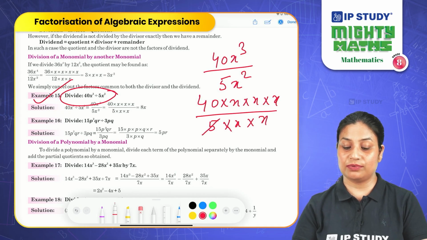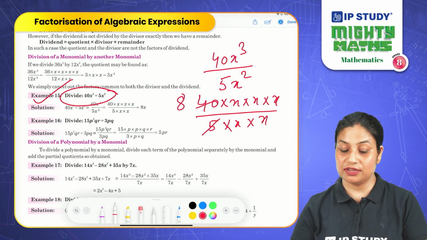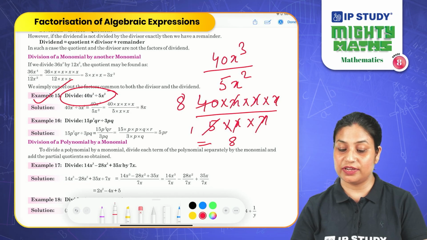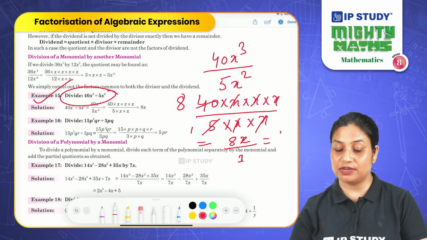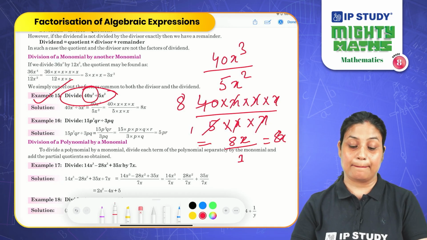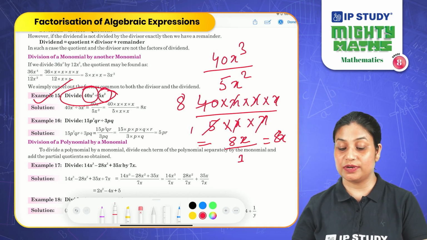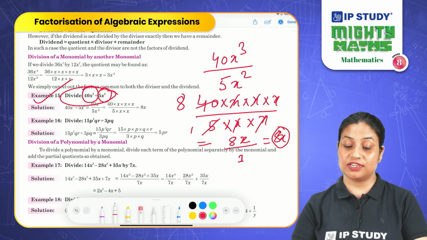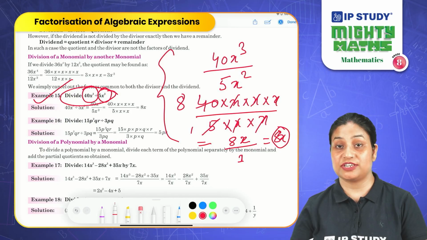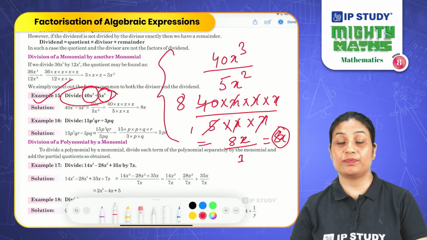So dear student, we know that 5 eights are 40. So I can write 5 ones are 5 and 8. Then these 5x will get cancelled out. So what are you left with? You are left with 8 over here, and in the numerator x is also there. So we have a numerator 8x and a denominator 1, which is equivalent to 8x. It implies when you divide 40x cube by 5x square, you will get 8x as your answer. So dear student, these are the steps that we are going to follow while dividing any algebraic expressions, right? So I hope you have understood this topic.